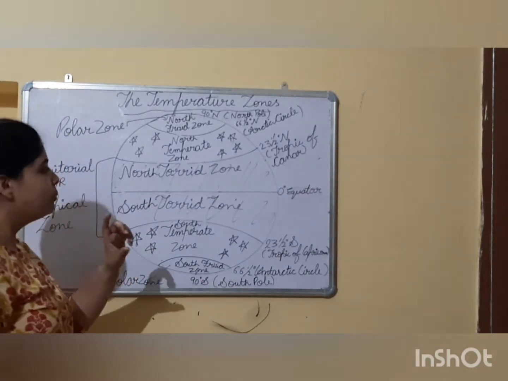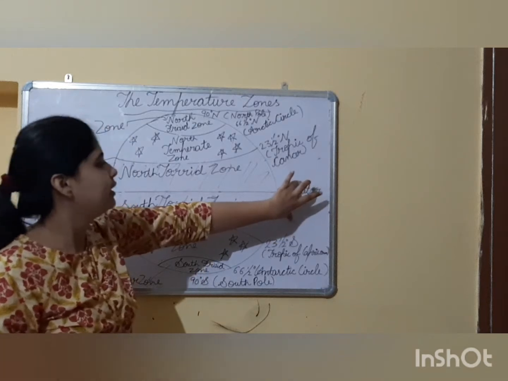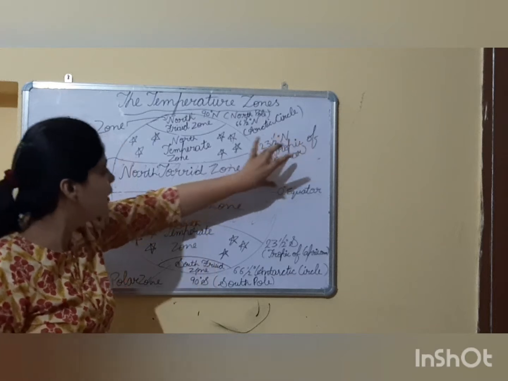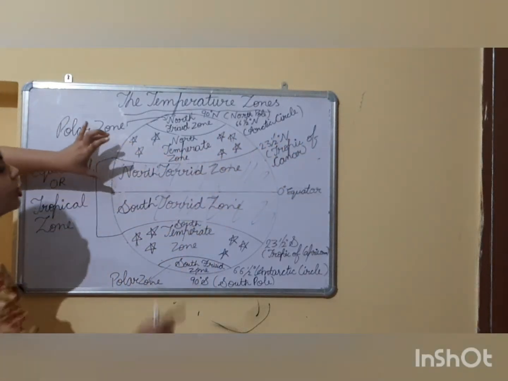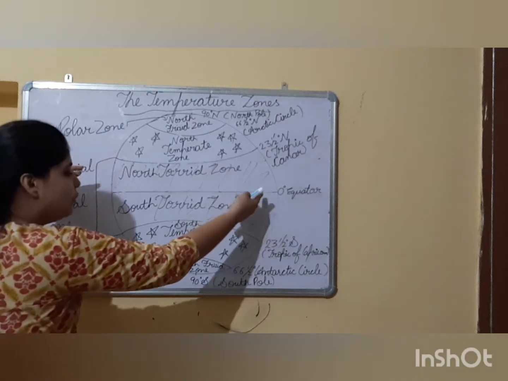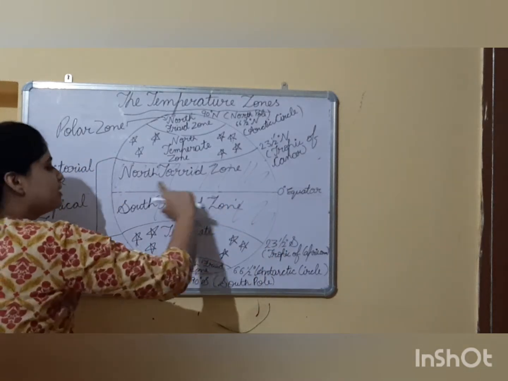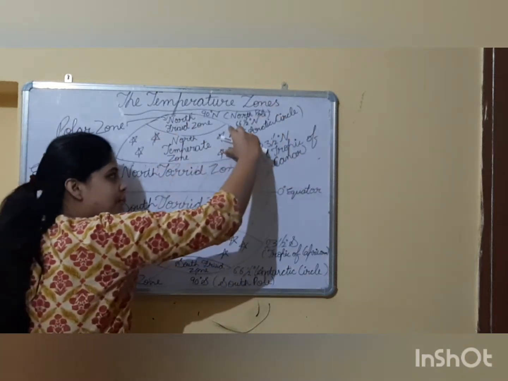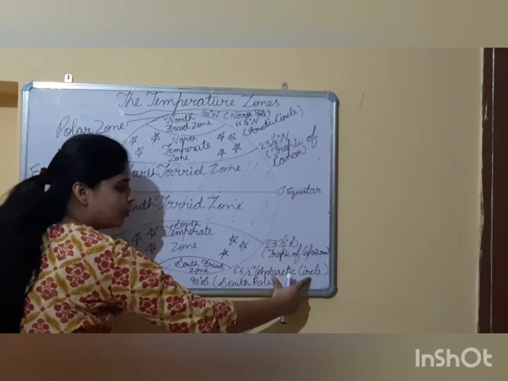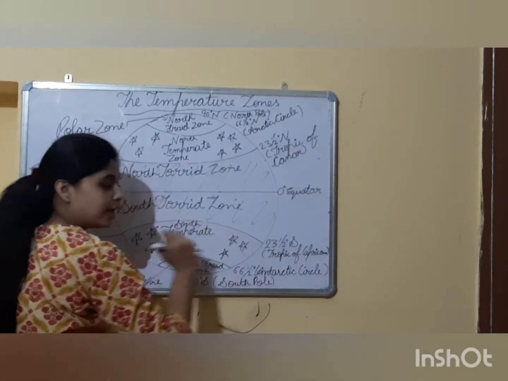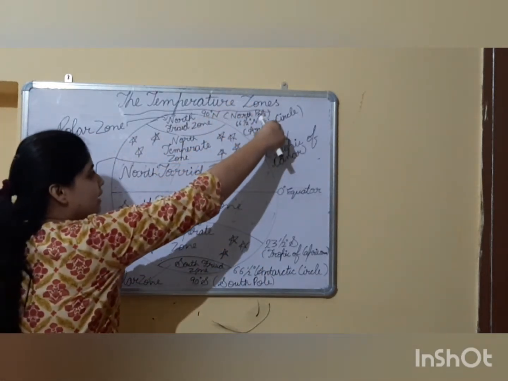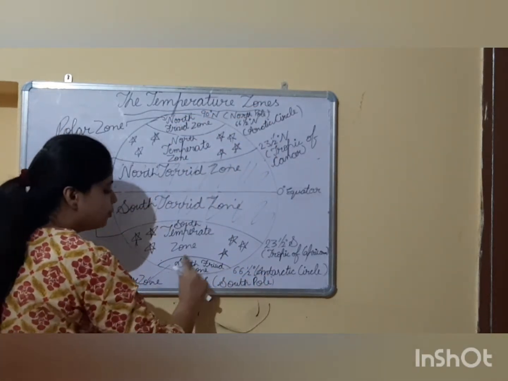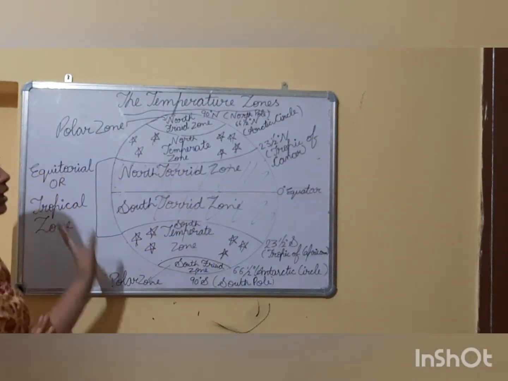See, one more important fact is that from equator to north, between the equator and Tropic of Cancer, this area lies under the North Torrid Zone, and between equator and Tropic of Capricorn, this is South Torrid Zone. Again, Tropic of Cancer to Arctic Circle, North Temperate Zone. Between Tropic of Capricorn to Antarctic Circle, this is South Temperate Zone. Between Arctic Circle to North Pole, North Frigid Zone, and between Antarctic Circle to South Pole, this is South Frigid Zone. So maybe this thing is clear to you.